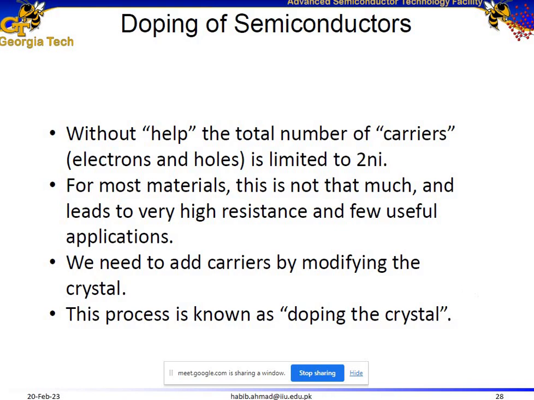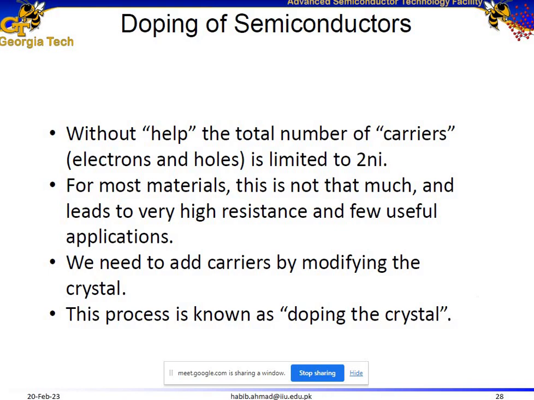As already told you, undoped silicon does have a certain carrier concentration at room temperature, and that carrier concentration is called the intrinsic carrier concentration. For silicon, that intrinsic carrier concentration is 1 x 10^10 per cubic centimeter. But for semiconductor device applications, for example diodes, light emitting diodes, solar cells, photodetectors, lasers, etc., this intrinsic carrier concentration is not enough to achieve higher performance from those devices.